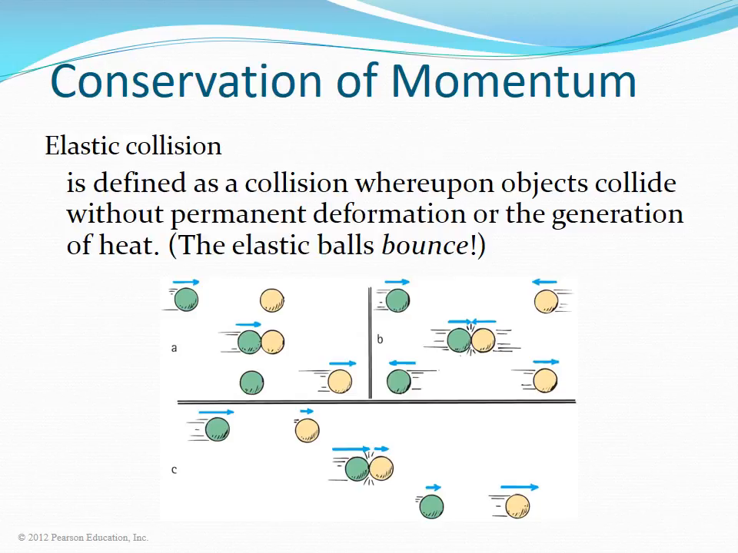When objects collide, the collisions can be elastic collisions or inelastic collisions. An elastic collision is defined as the collision whereupon objects collide without permanent deformation or the generation of heat. In other words, the elastic balls bounce.